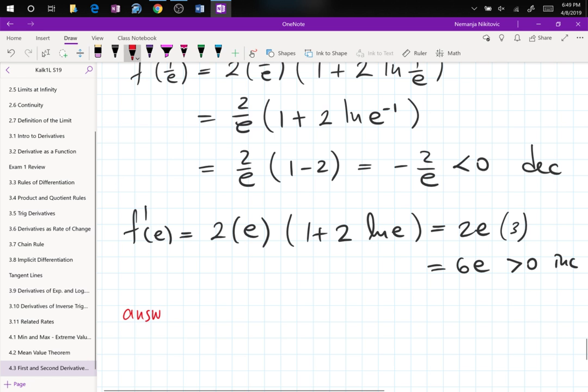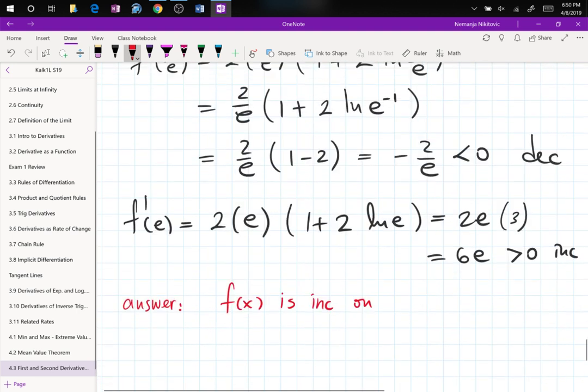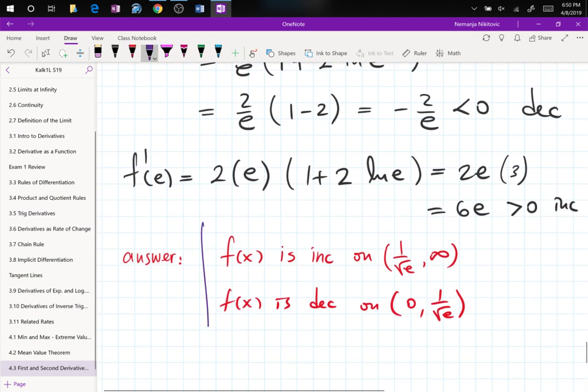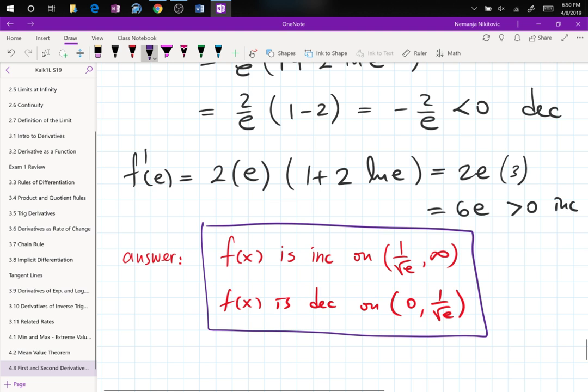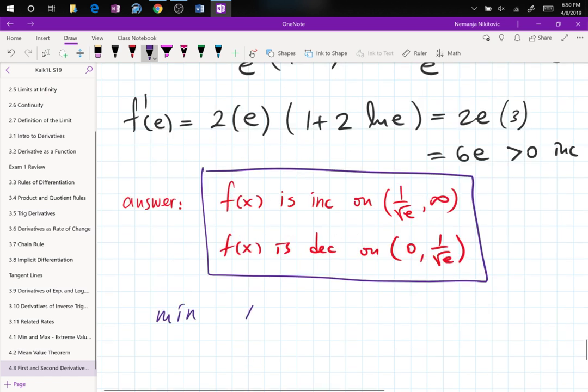So the answer: f of x is increasing on 1 over root e to infinity. F of x is decreasing on 0 to 1 over root e. This is our answer for increase and decrease. And then for free, we have a minimum at x equals 1 over root e. Get y: f of 1 over root e, in the original function.